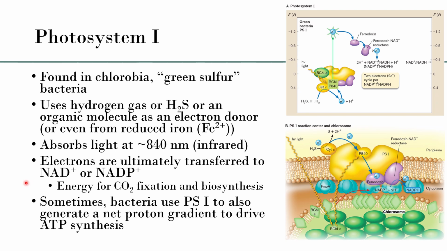And this is going to be the energy that we use for carbon dioxide fixation and biosynthesis, so making molecules in the cell. Now, sometimes, not always, but sometimes they will use photosystem 1 to drive a proton gradient and drive ATP synthesis, but for the most part, this is more concerned about generating NADH and NADPH, mainly NADPH.